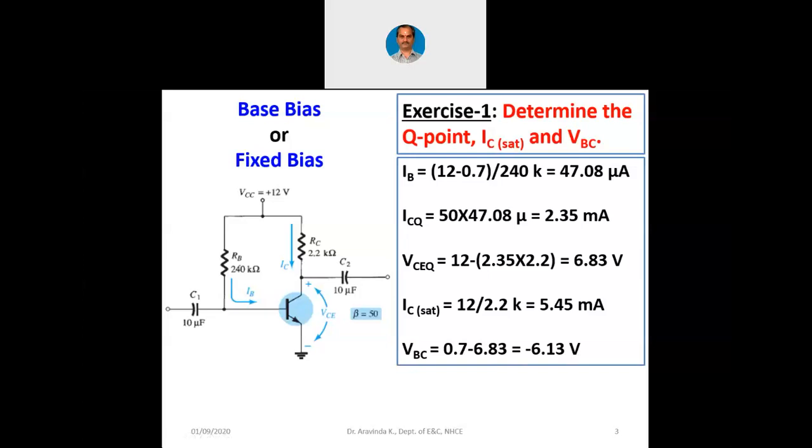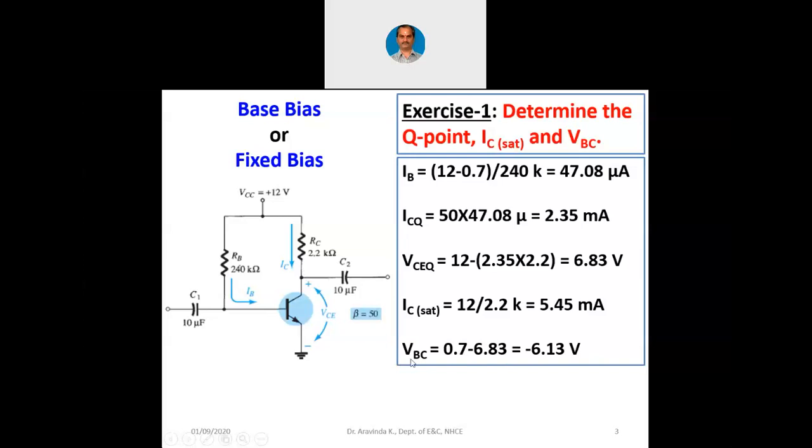Now what does it mean? When we get VBC as negative, what does it mean? Recall the earlier discussion where for cutoff region, active region and saturation region, we had some conditions. Cutoff region means base to emitter junction as well as base to collector junction is reverse biased. Active region means base to emitter junction should be forward biased, base to collector junction must be reverse biased. Saturation region means base to emitter junction as well as base to collector junction are forward biased.